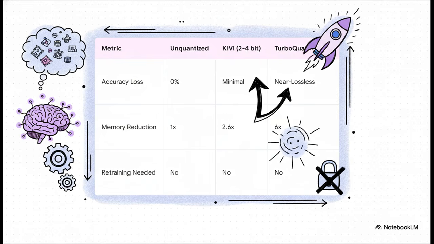Now, let's put that into context. How does this stack up against what was out there before? Well, compared to doing nothing, the benefits are obvious. But the real story here is how it compares to KIVI, which was the previous state-of-the-art method. TurboQuant delivers more than double the memory reduction with even better accuracy. And just like KIVI, it doesn't require any expensive retraining of the AI model. It just works right out of the box.